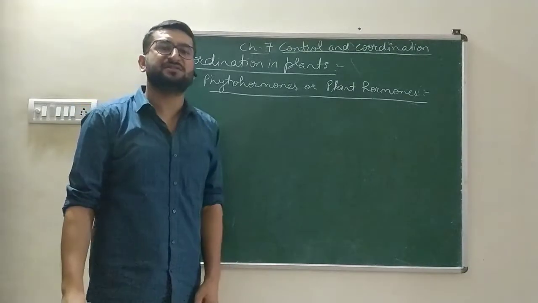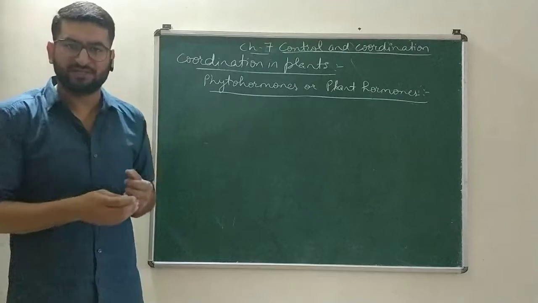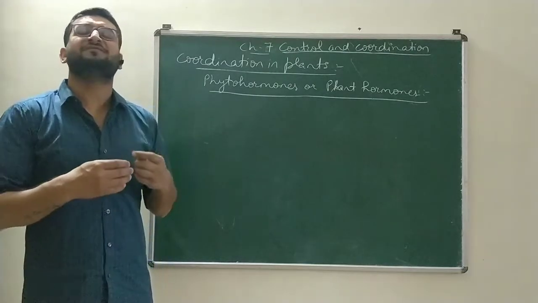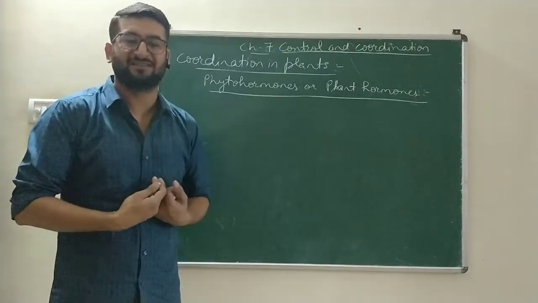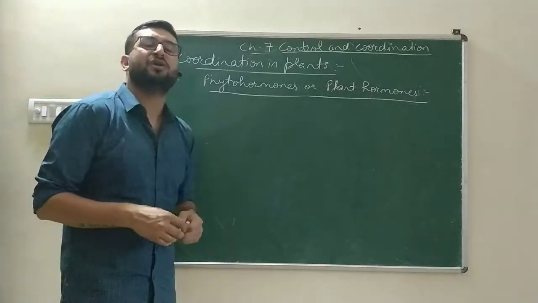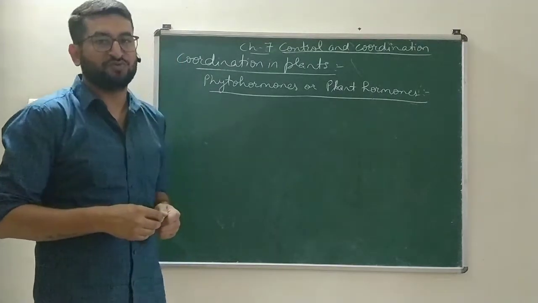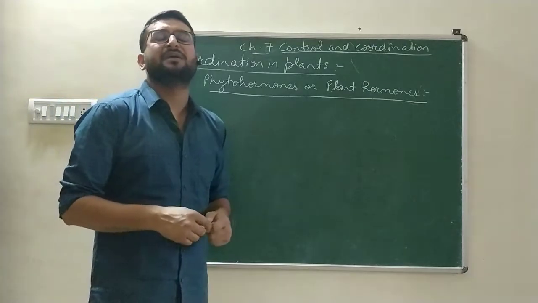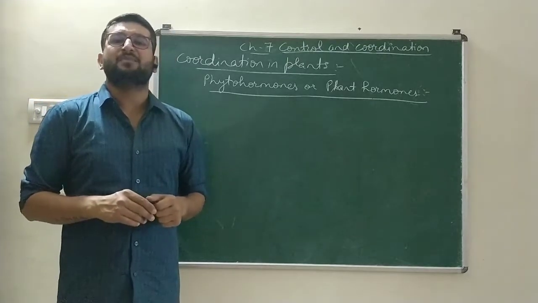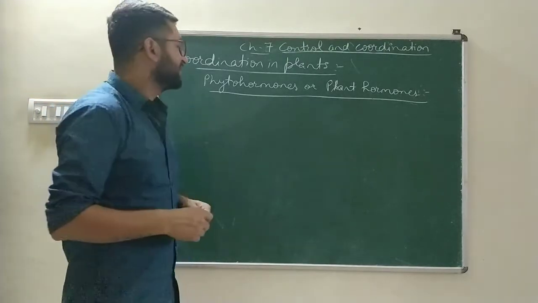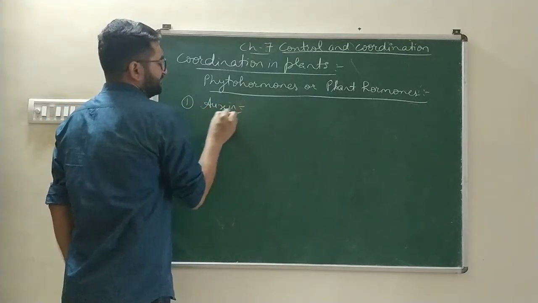Plant hormones are the chemicals, other than the diffusible nutrients, produced in plant parts, which control and coordinate the various metabolic activities and movements of plants. They are known as phytohormones or plant hormones. There are in total 5 major plant hormones which we are going to study: auxin, gibberellins, cytokinins, abscisic acid (ABA), and ethylene. The first plant hormone which we are going to study in detail is auxin.